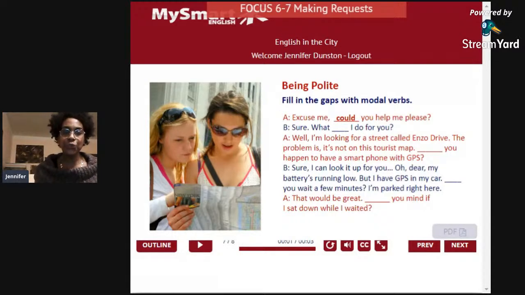What can I do for you? Thank you very much. What can I do for you? What could I do for you? In this sentence though, can sounds a little bit better. Could you help me, please? Can you help me, please? Sure. What can I do for you?